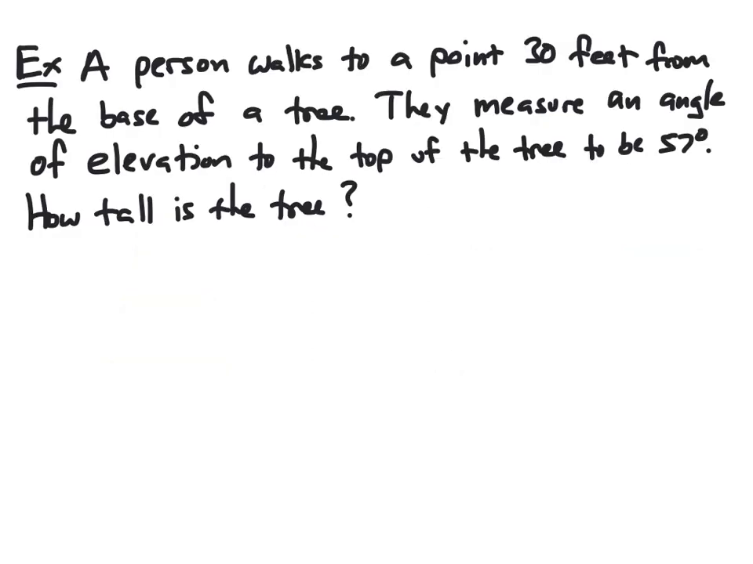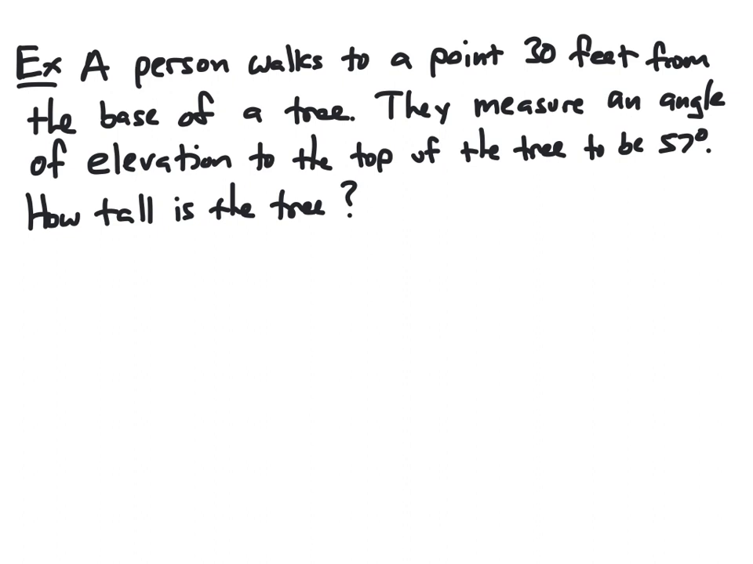In this example, a person walks to a point 30 feet from the base of a tree and measures the angle of elevation to the top of the tree to be 57 degrees. We'd like to determine the height of the tree, or how tall the tree is, from this information.